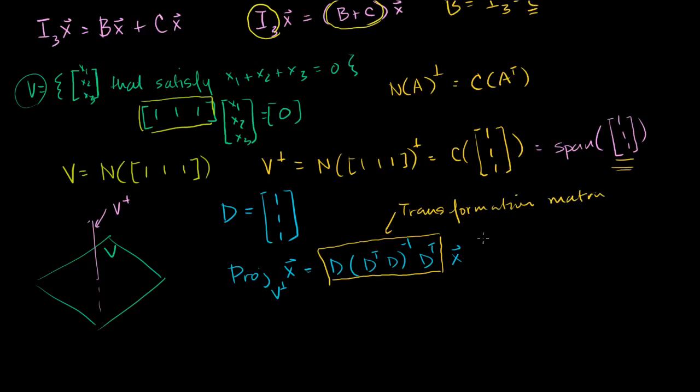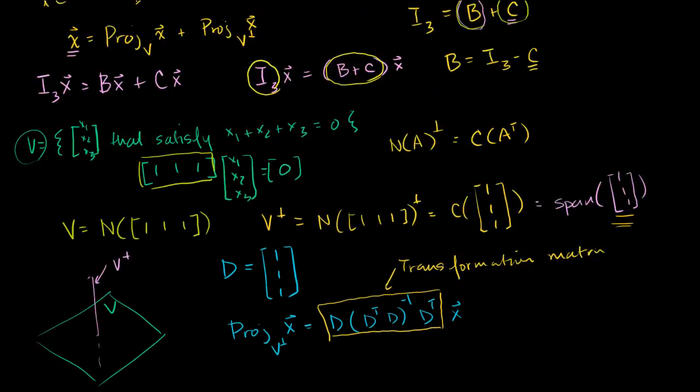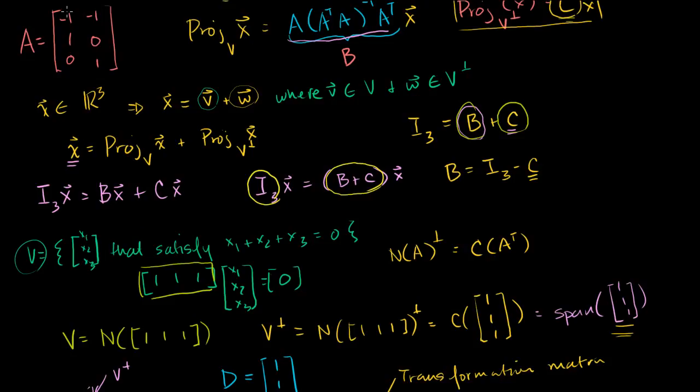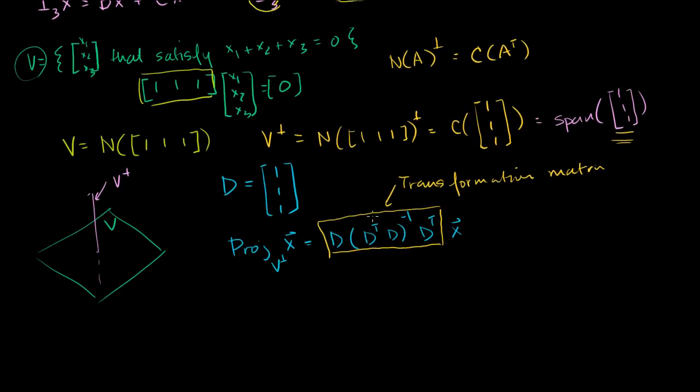So let's see if this is easier to solve than this business up here where we had a 3 by 2 matrix. That was the whole motivation for doing this problem. To figure out the projection matrix for V subspace, we'd have to do this with a 3 by 2 matrix. It seemed pretty difficult. Instead, let's find the projection matrix onto V's orthogonal complement, which is this. So what is D transpose? D transpose is just going to be equal to 1, 1, 1.